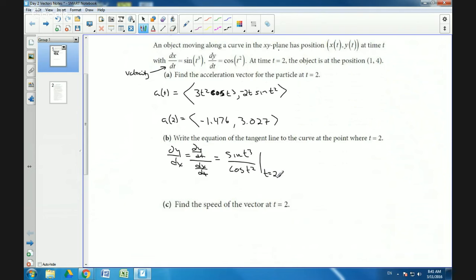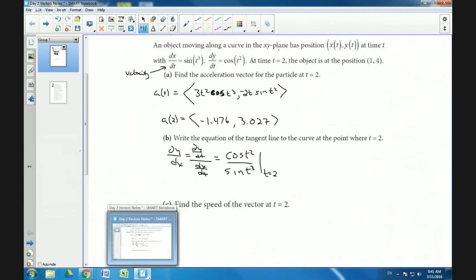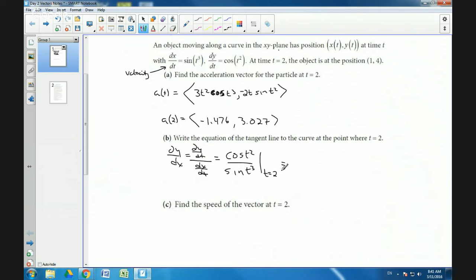Mr. Arthur, isn't it dx over dy? Can I write it backwards? Just kidding. Pay attention. Yeah, watch me. Apparently I'm tired. Y's over x's. Let's do slope properly, right, Algebra 1? If you evaluate those at t equals 2, you get cosine 4 over sine 8, which is negative 0.661. There's our slope.